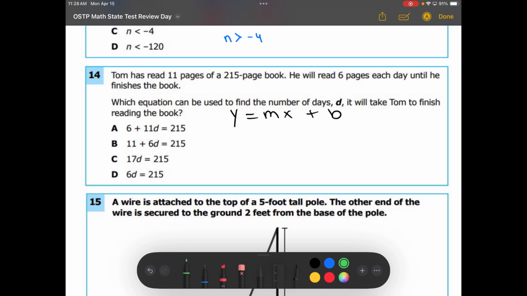First, I want to talk to you guys. I want to remind you of what you were taught, pretty much. So first things first, let's look at our word problem. Tom has read 11 pages of a 215-page book, and he's going to read 6 pages each day. Now, it gives us 3 values, and we just have to determine where each one goes.